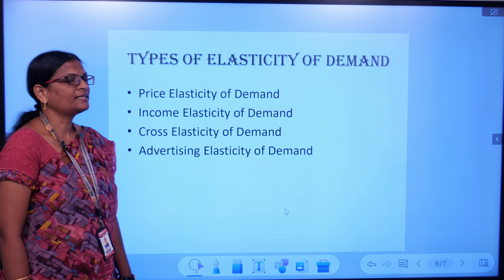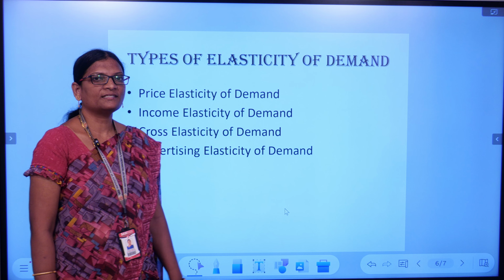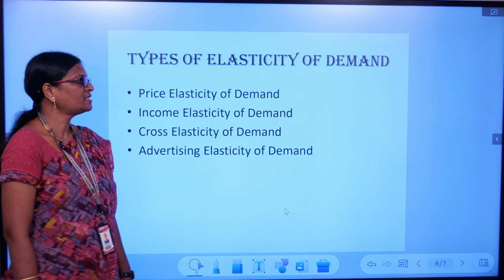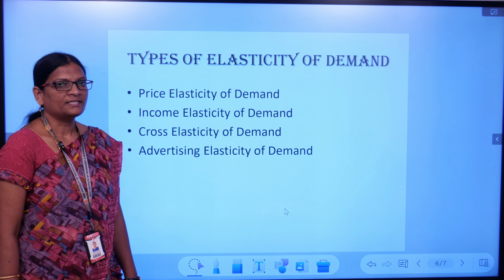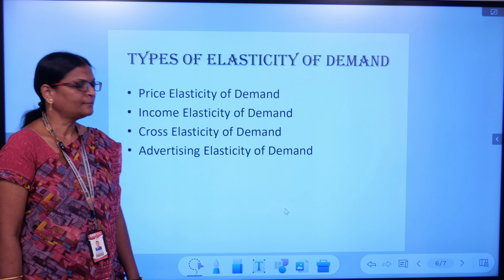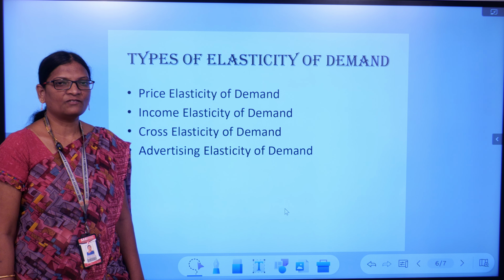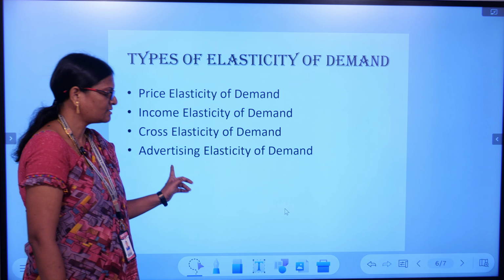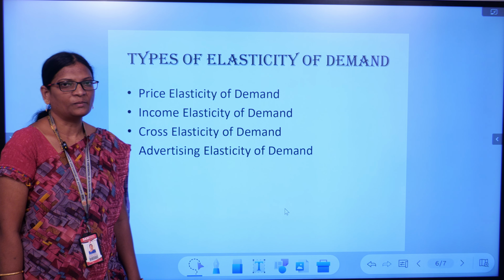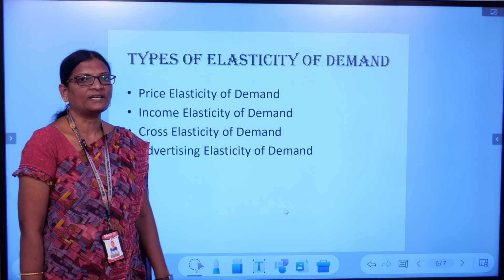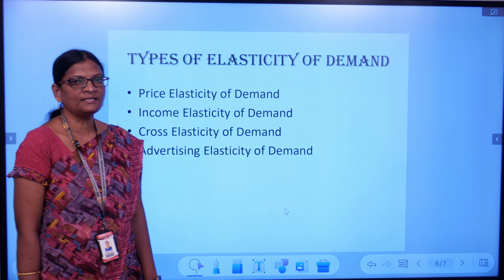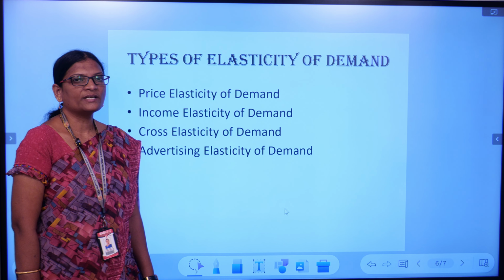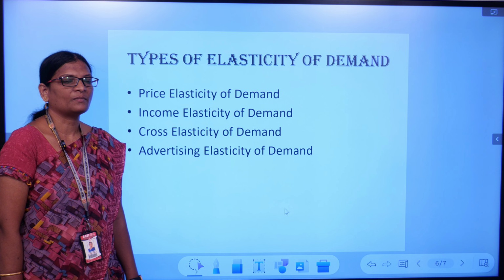And when coming to the types of elasticities, generally we have 4 types of elasticities. First one is price elasticity of demand. Second one, income elasticity of demand. Third one, cross elasticity of demand. Fourth one is advertising elasticity of demand, also called promotional elasticity of demand. So these are the 4 types of elasticities: price elasticity, income elasticity, cross elasticity and advertising or promotional elasticity of demand.